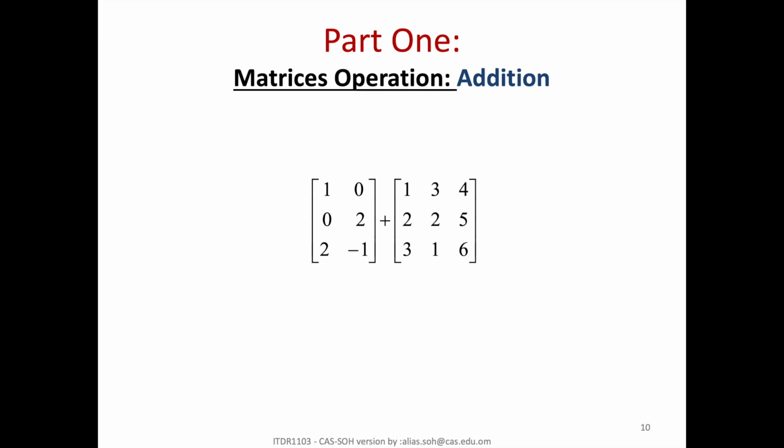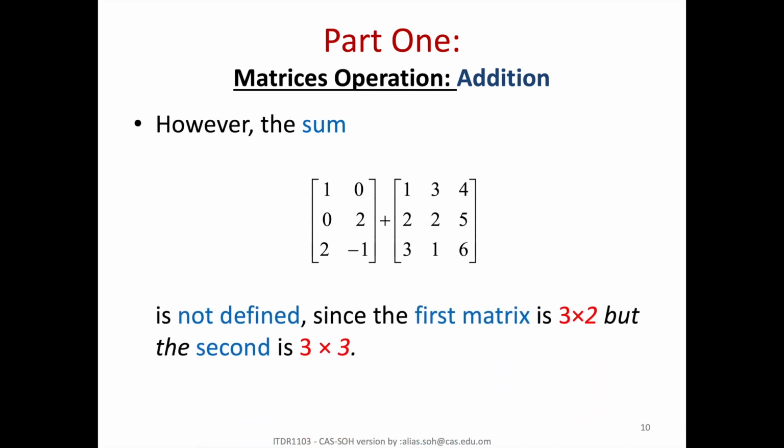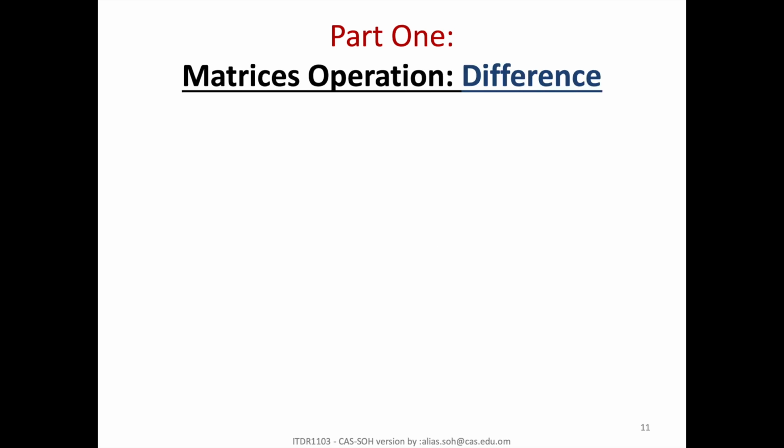Let's see another example where we have a matrix of 3 by 2 and the second one is 3 by 3. Then the addition, or the summation, is not defined because the two matrices are not of the same size.